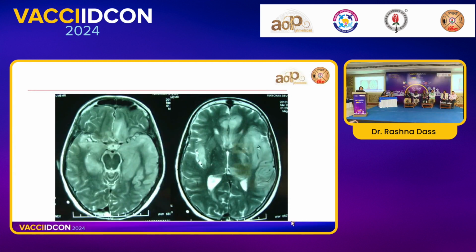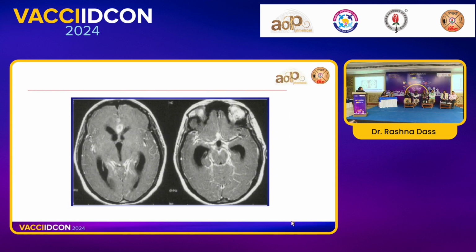For bacterial meningitis, the MRI is useful to delineate the complications of that meningitis, such as subdural or subependymal abscesses, or brain abscesses. Those are the main indications that help us go for imaging in bacterial meningitis.